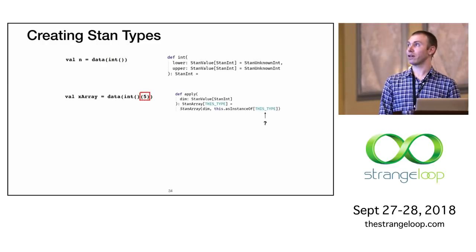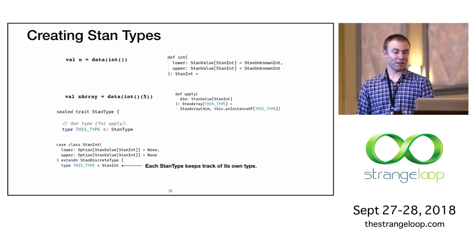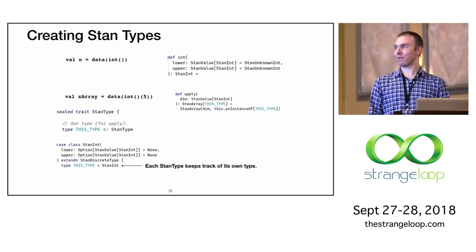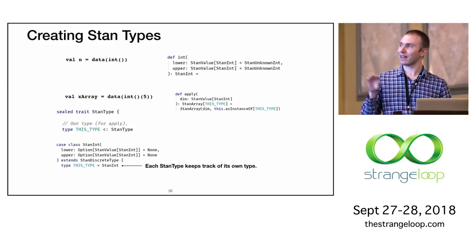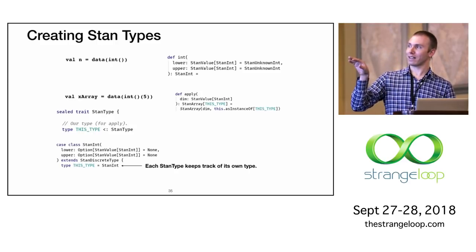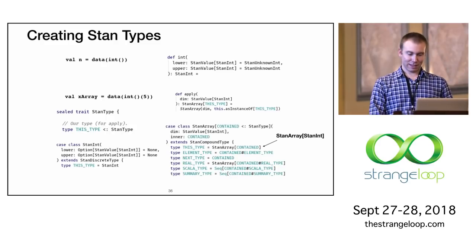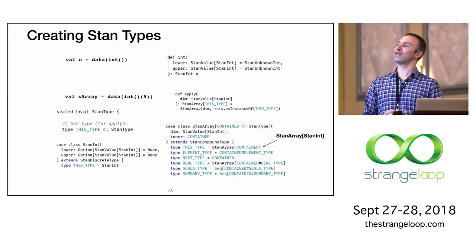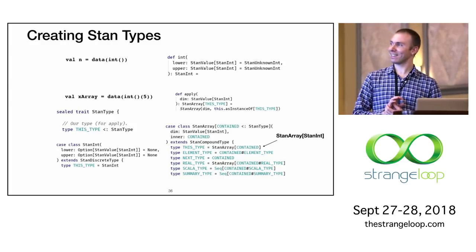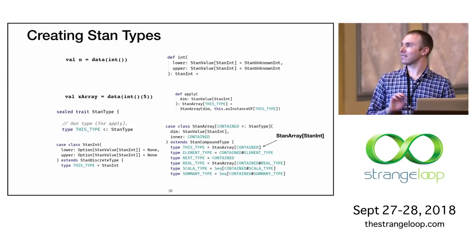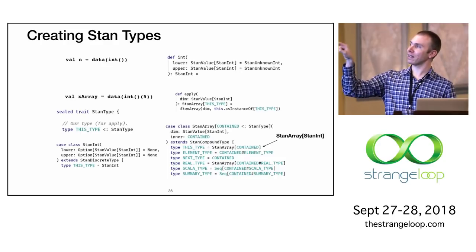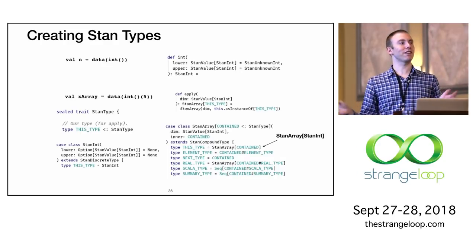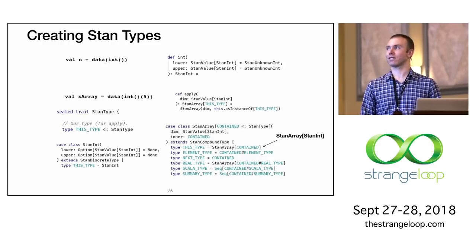You can create an array of ints by calling this apply method on it, which creates a new type that's an array of stan int. And you can do some cool type magic with this. The way this works is we keep track of the type in stan int. I apologize for all the nonsense here, lots of type nonsense. Then we just create the array with the contained int. So we can create arbitrarily complex array structures like this.